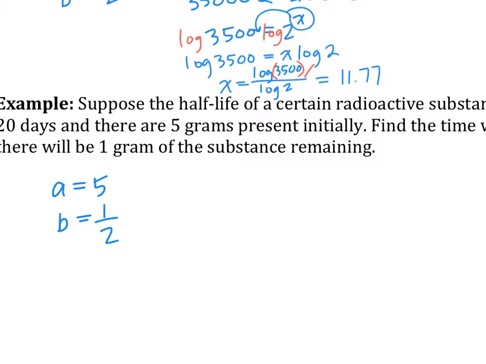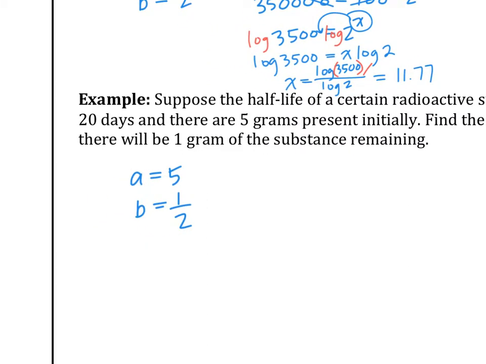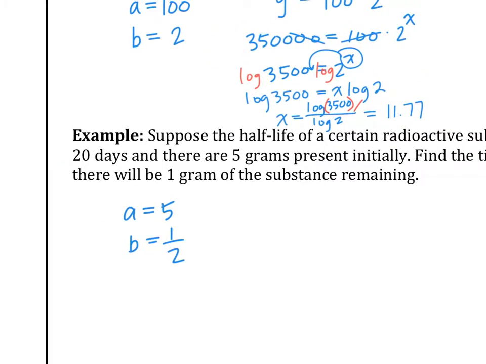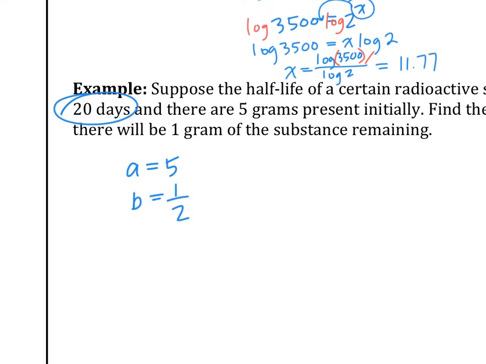Will it ever get to 0? No, because you're just dividing by half. It's going to get really close to 0, but never 0. Okay, this one's a little bit tricky because there is this 20 days. It's every 20 days you decrease by half. So when you write the equation, it's y equals 5 times 1/2 to the x over 20, because it's every 20 days.